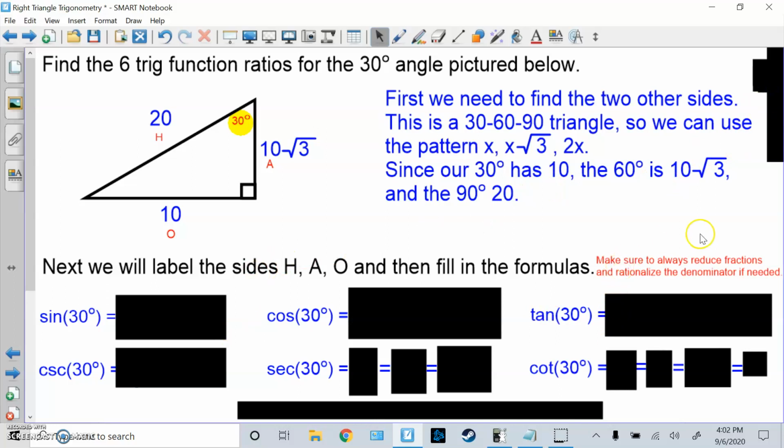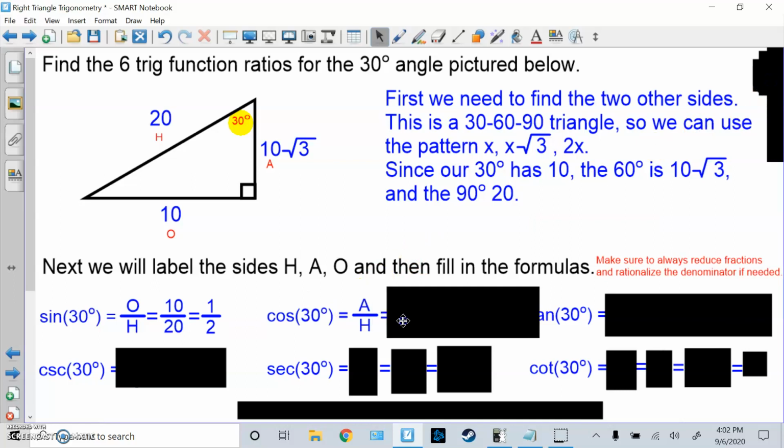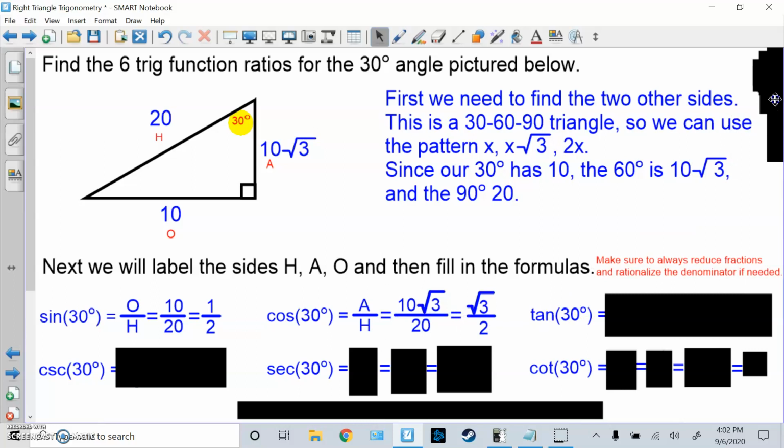Now make sure you always reduce fractions and rationalize the denominator if needed. So sine of 30, that's O over h. O is 10, h is 20, reduce, you get 1/2. Cosine of 30 is A over h. That's 10 root 3 over 20. Reduce 10 over 20, get 1/2. So 1 root 3 over 2, or just say root 3 over 2.